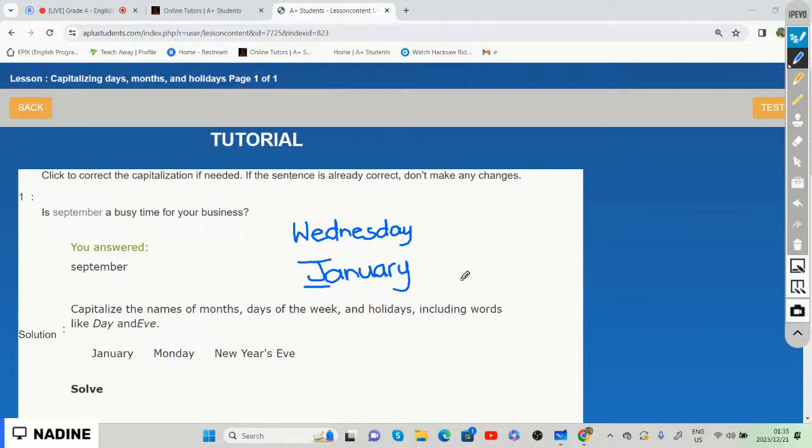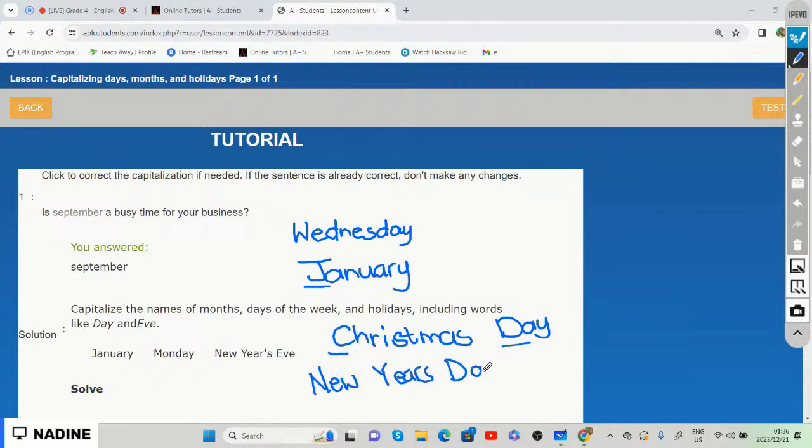And we said if we write down the holiday, we can write down either Christmas Day, don't forget that, or New Year's Day, or we can say New Year's Eve, but both are capitalized.